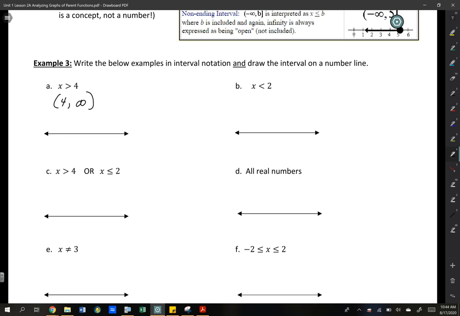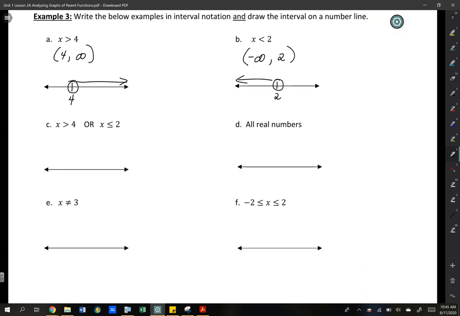Now we want to draw the interval on a number line. I'm just going to mark anywhere on this line 4. You don't need to put any other numbers. We're saying that it's an open circle because we don't include 4 and it's greater than 4. Done. Letter B, we have x is less than 2. So we want everything prior to 2, negative infinity up to 2, but not including 2. Mark 2, open circle, goes to the left.